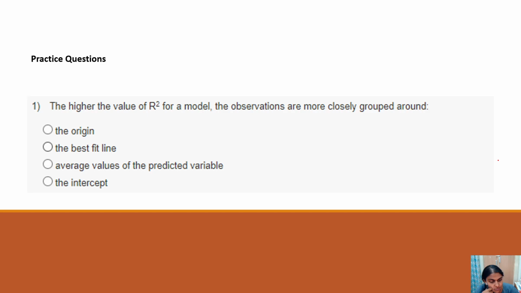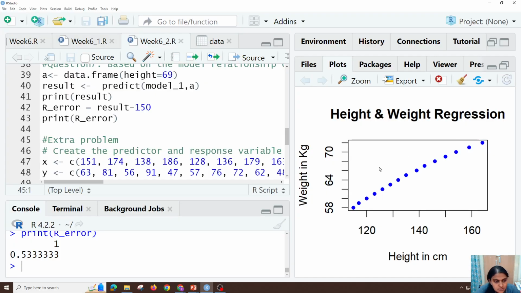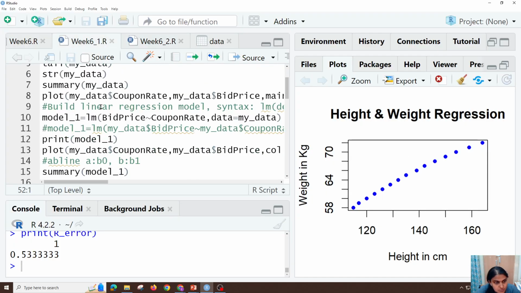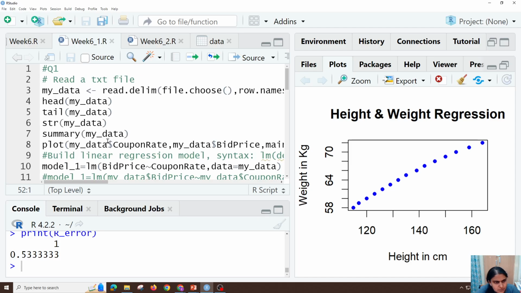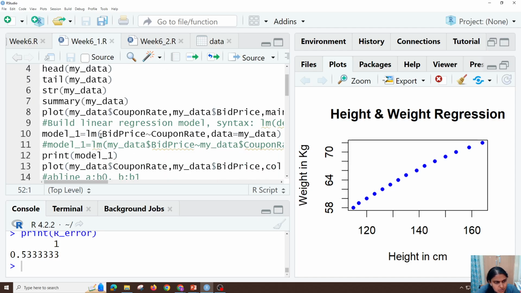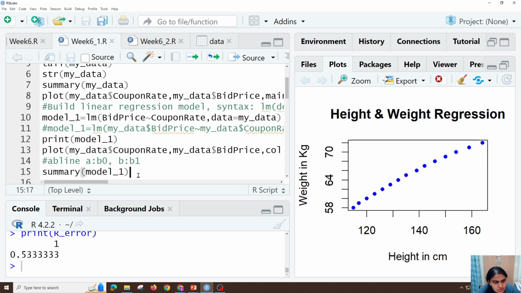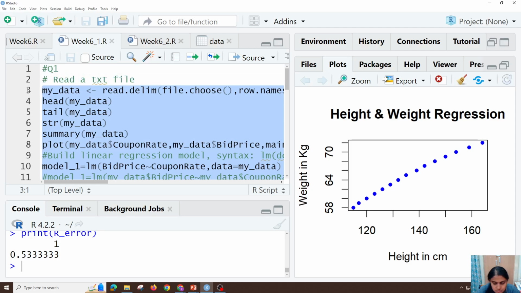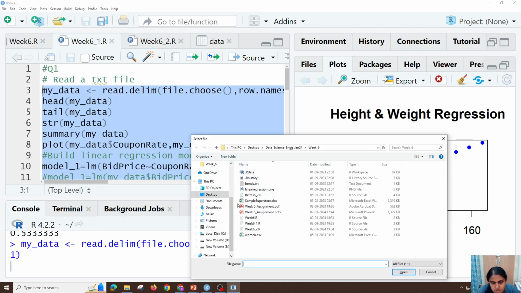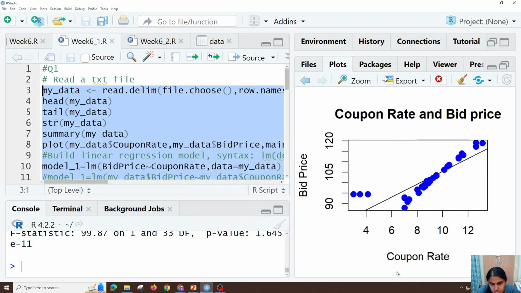So we have seen from the previous example also where it will be closely grouped around. We have seen actually two questions. The first question was the coupon bid price. In that one, I will run that also and come back to this again. So bonds.txt, it was that one.